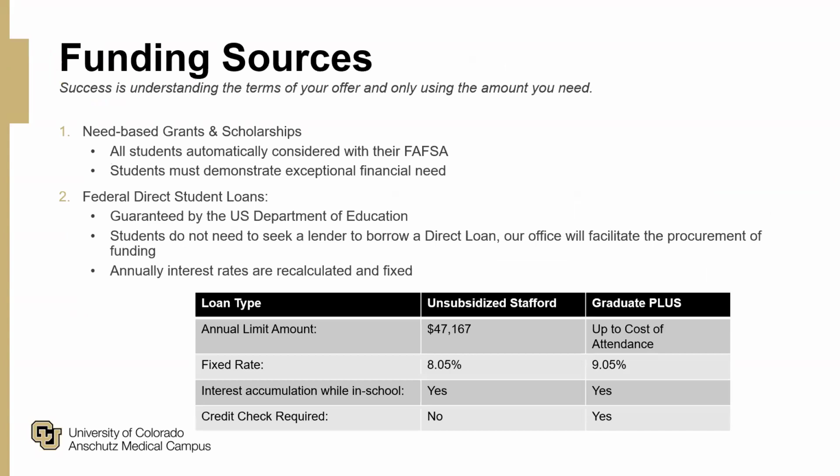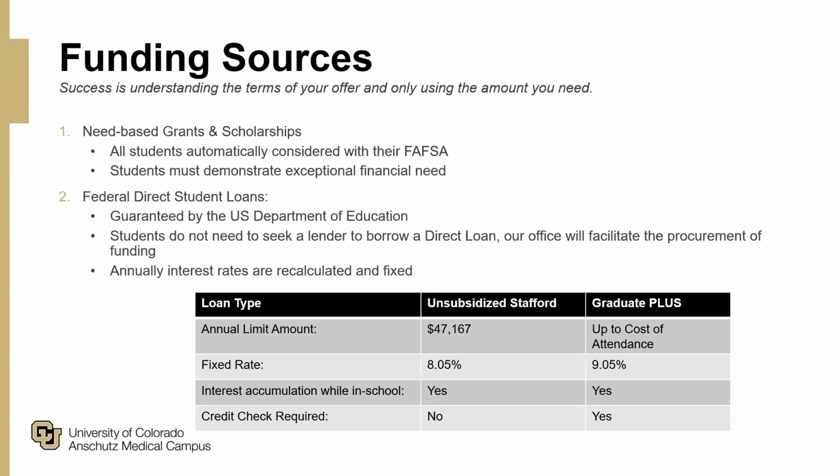Funding sources. This is a really important thing for you to start thinking about: what types of financial aid can be offered to you, making sure you understand those various elements of the financial aid offer. The first thing that we do with your FAFSA is take a look and determine your financial need eligibility. If you demonstrate what we call exceptional financial need, we will automatically include our need-based grants and scholarships in your offer. The next type of funding that we potentially will offer is called a federal direct student loan.